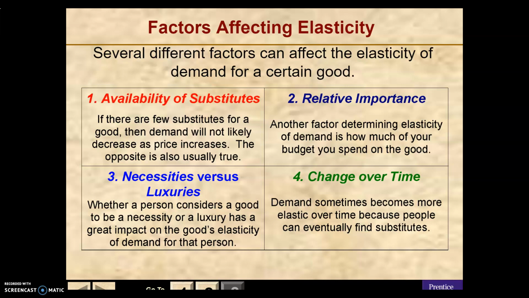Change over time. So this was my story. Sometimes a good starts off as inelastic, and then over time, because there's more substitutes, it becomes elastic. So sugar and salt are very good examples of this. So I said salt was inelastic, but once upon a time, sugar used to be inelastic too. It only had 2 substitutes, and that is molasses and honey.